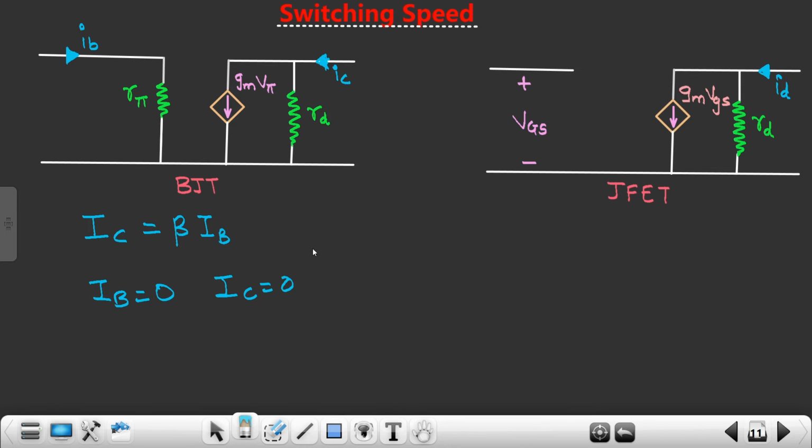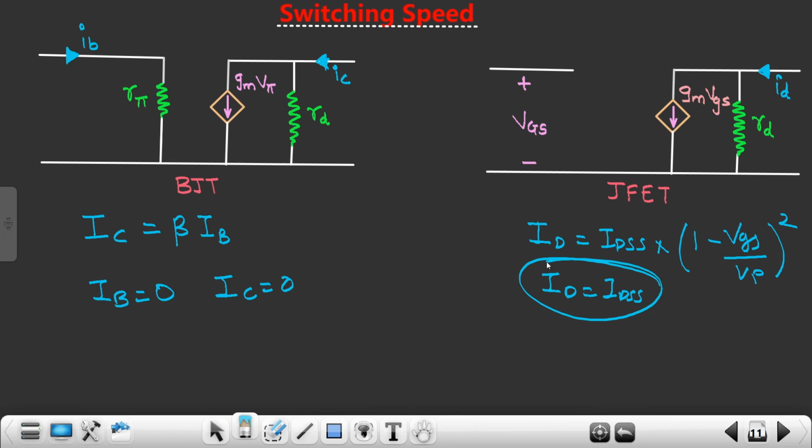But things literally change in case of JFET. ID is equivalent to IDSS into 1 minus VGS by VP, whole squared, right? So now let's assume my VGS is 0, and when VGS is 0, my ID is maximum. ID is IDSS, right? Alright, great. So what we can conclude over here is that as soon as I short this gate source voltage, my ID straight away jumps to IDSS. But in case of BJTs, as soon as I make the input current 0, my output current would be straight away 0.